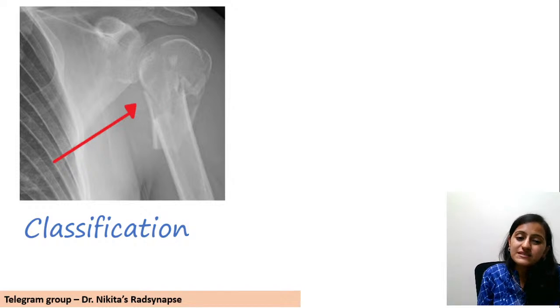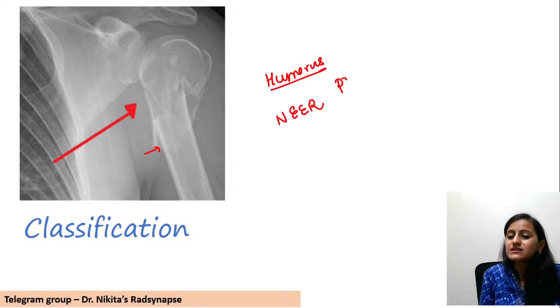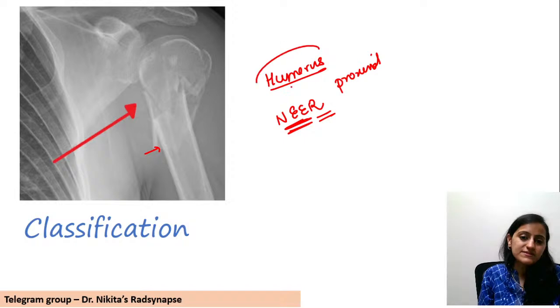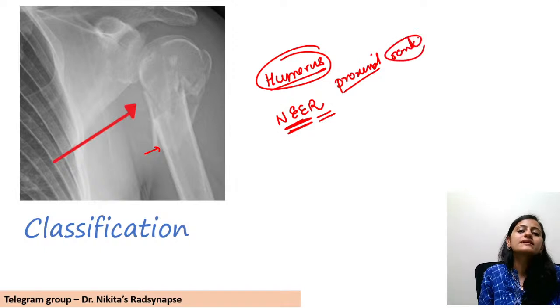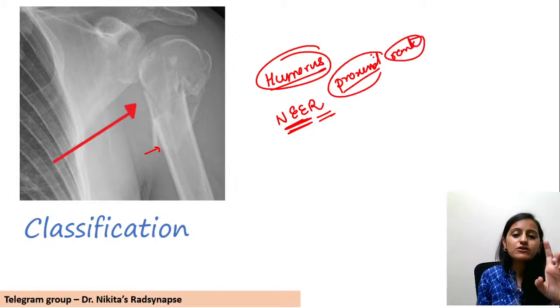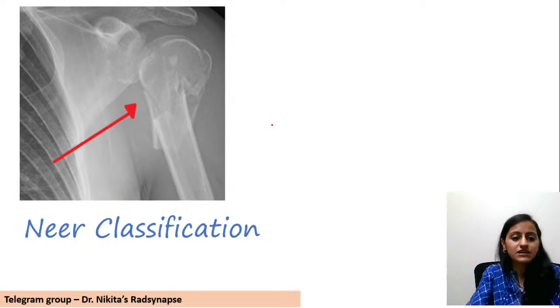This is your humerus fracture, the proximal humerus, right? Neer's is your classification for proximal humerus. Remember, Neer's is your Nikita's Radsynapse. It's a humerus platform full of mnemonics. And if you follow that, you will get a proximal humerus. So to remember all of this, proximal humerus, Nikita's Radsynapse, that's your Neer's classification.